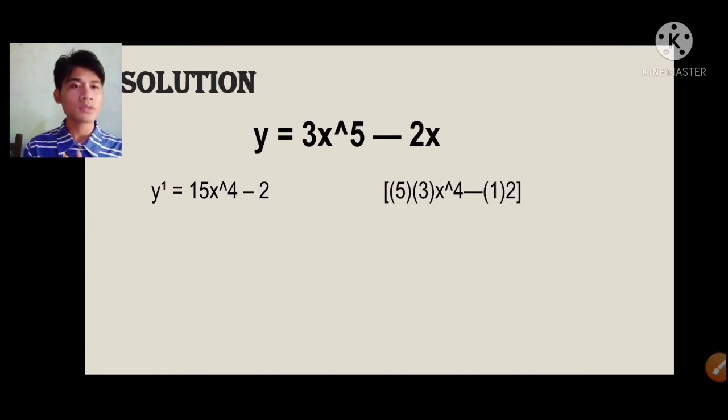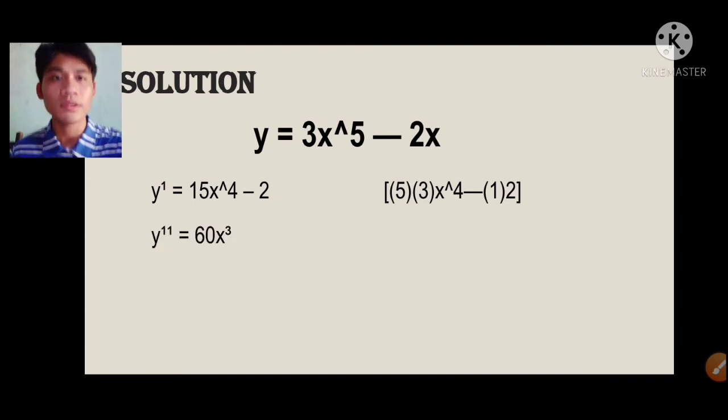So we came up with 15x raised to the power of 4 as we subtract 1 from 5. And then here, minus 2, we came up with constant 2, since it is understood that x itself has an exponent of 1. So we need to multiply the 1 by the coefficient of x. So we came up with 1 times 2, so 2, and then 1 minus 1, so we eliminate the variable x.